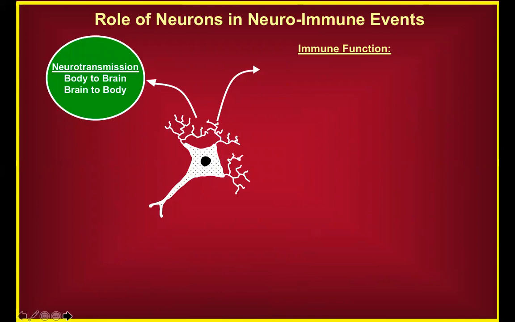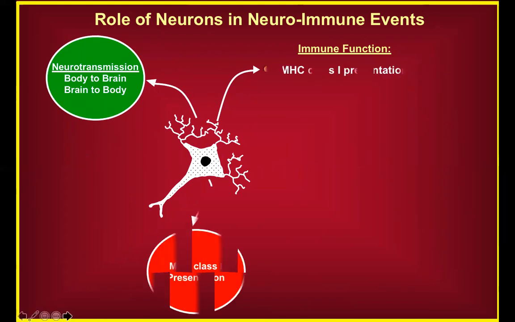So in terms of what a neuron does in neuroimmunology, it really doesn't have a role in that it's not an immune cell, but it is involved in neurotransmission, right? So from body to brain, brain to body. And in this function, we see that one of the things that neurons don't like... Okay. Neurons do have the capacity for what's called the expression of MHC class 1.